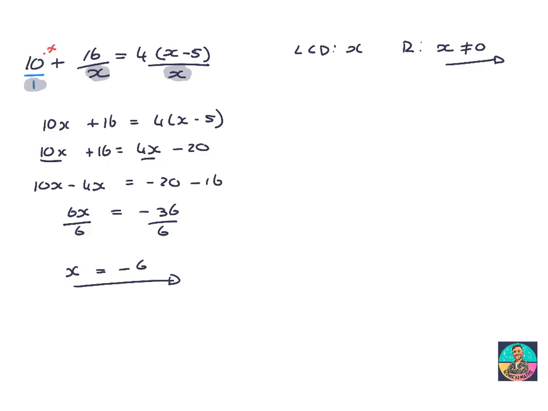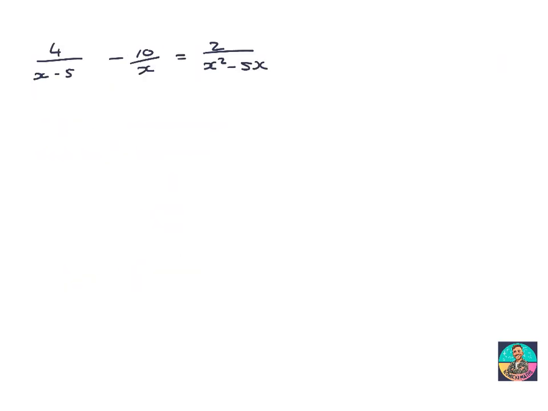Now, nice and easy, my LCD, my restriction, and all I need to do is check what am I not allowed to get. I am not allowed to get 0. Did I get 0? No, and so we are happy with that solution. Nice and easy just to start. Right, let's look at something a little bit more complex.